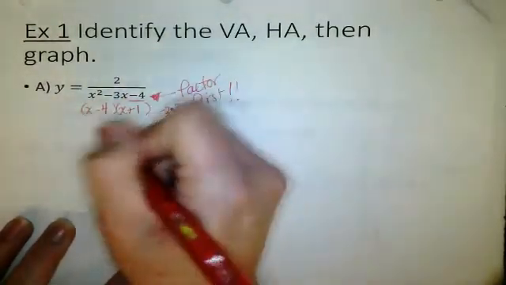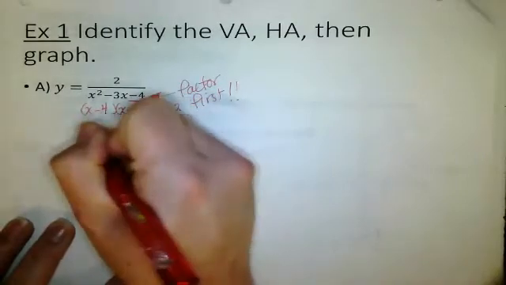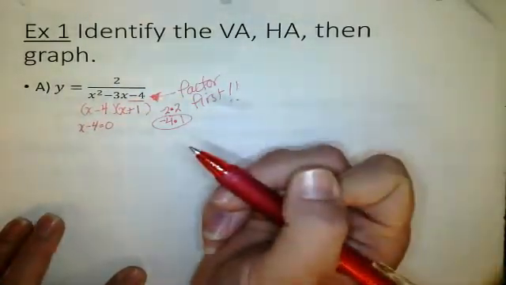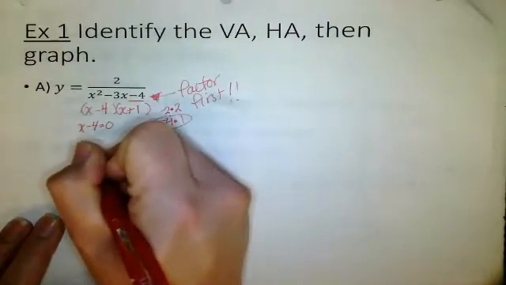Now, we are going to solve each of these bubbles. So x minus 4 gets set equal to 0. Isolate x, what do we get?